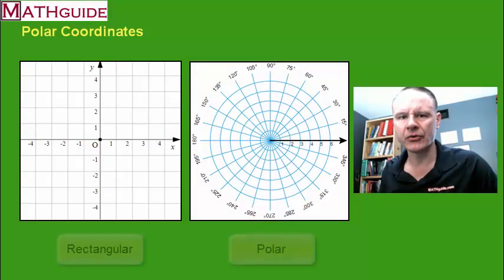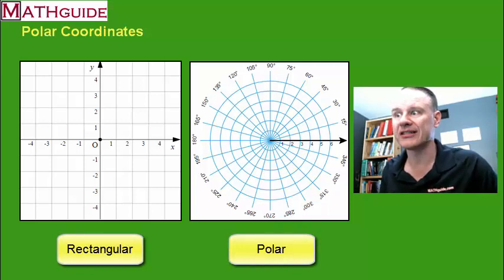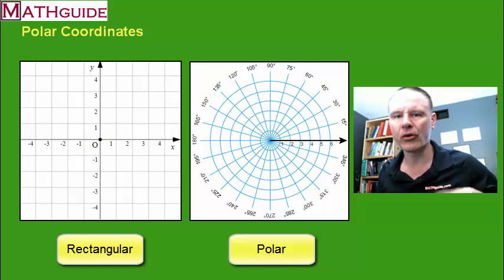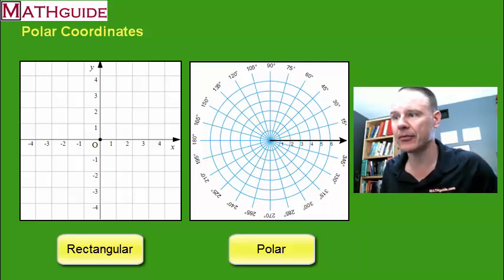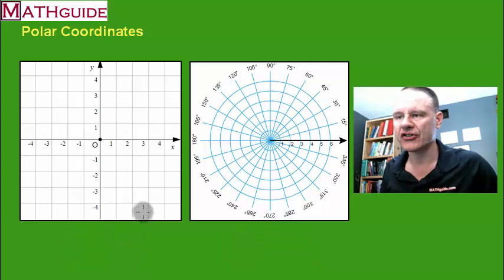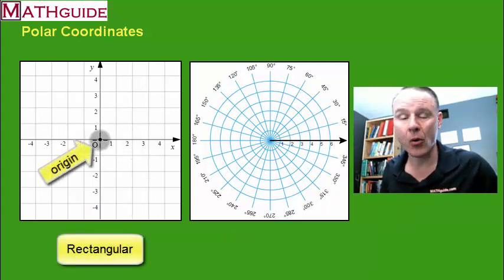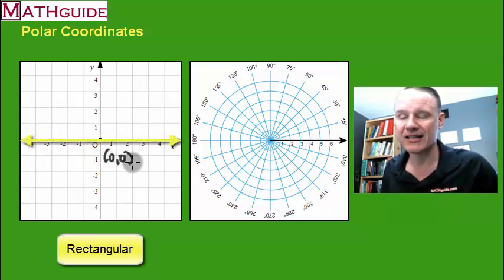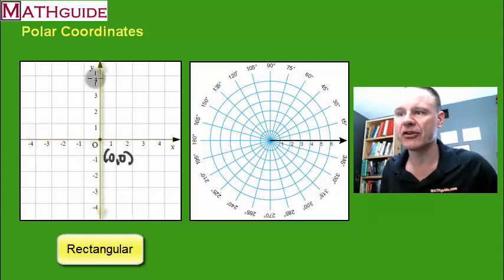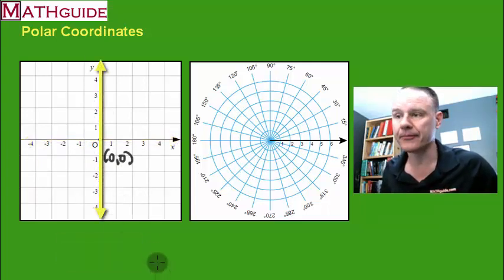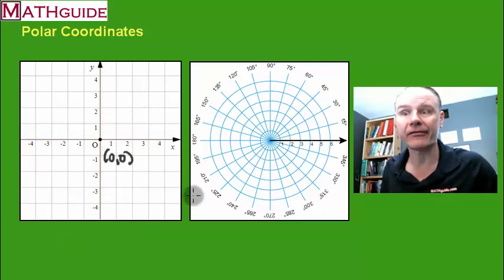So when we compare the two systems, the rectangular and the polar, you can see that they look really different. The setups or the grids that you use have a different shape. Okay, so where do you start? In a regular rectangular system, you start at this point called the origin, which is at 0, 0. You're on a 0 x-axis, horizontal line. You're on a 0 y-axis, vertical line. If you wanted to graph 2, 3, you'd have to go 2 to the right, 3 up.